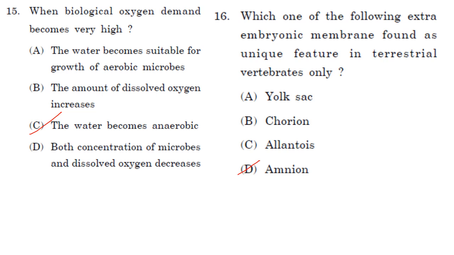Then, which one of the following extra embryonic membranes found as unique feature in terrestrial vertebrates only? Yolk sac, chorion, allantois, amnion. So all four are found in terrestrial vertebrates, but the unique feature in terrestrial vertebrates is amnion. Answer is option D.